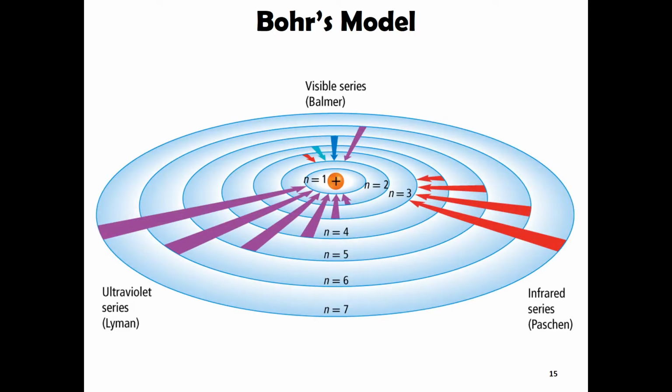So you could think in the Bohr model, the electrons are in orbit at a certain energy level around the nucleus.